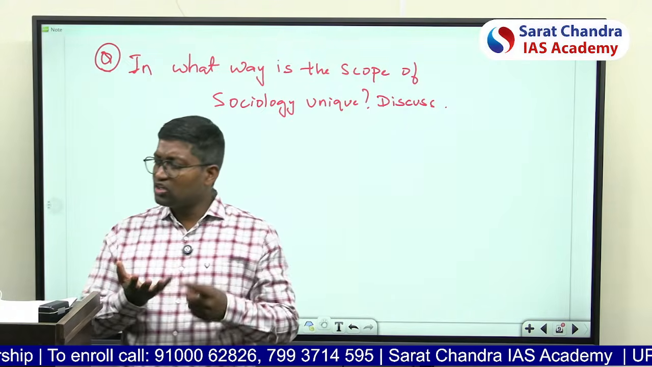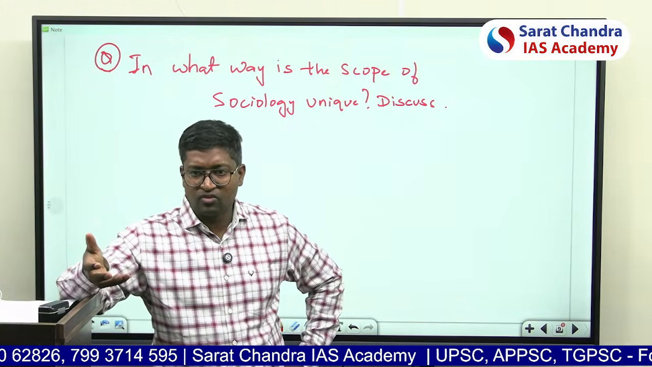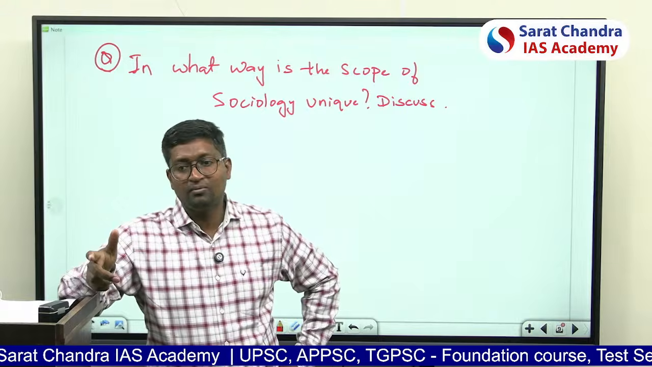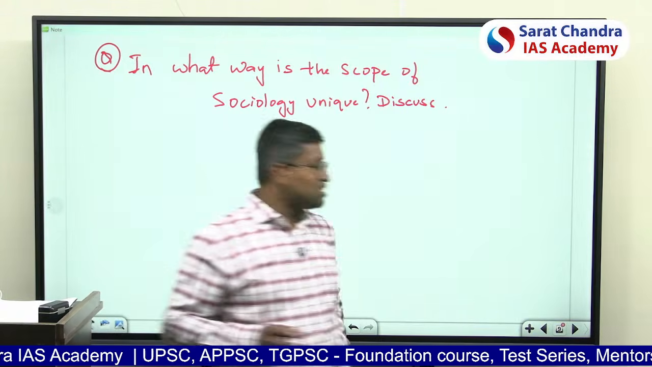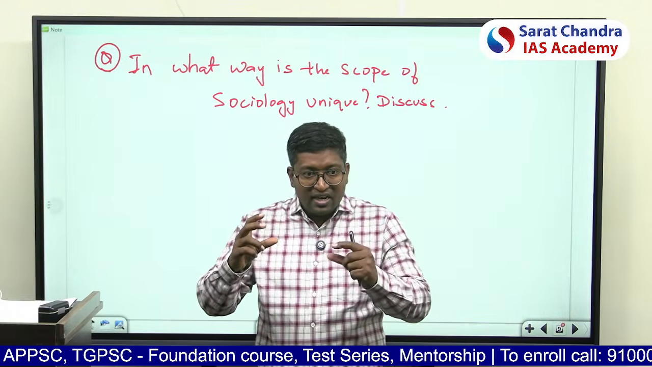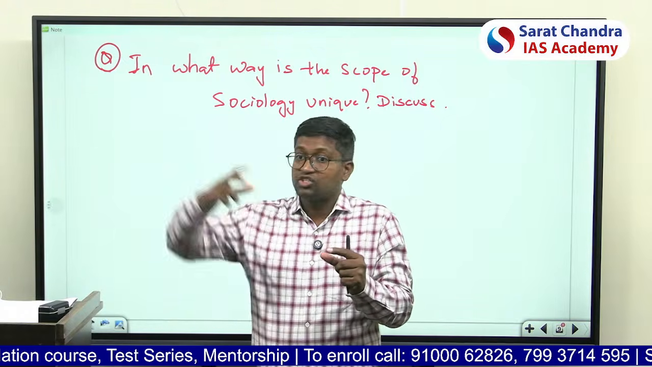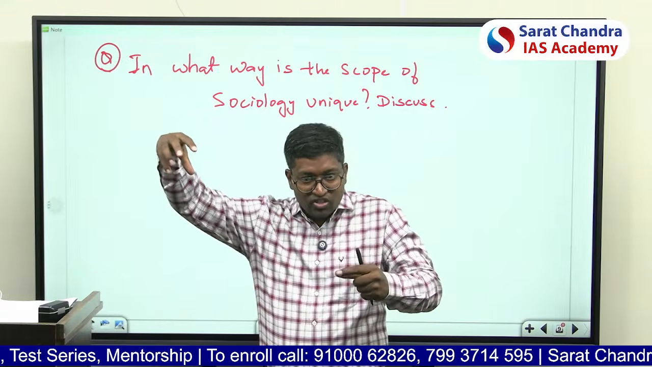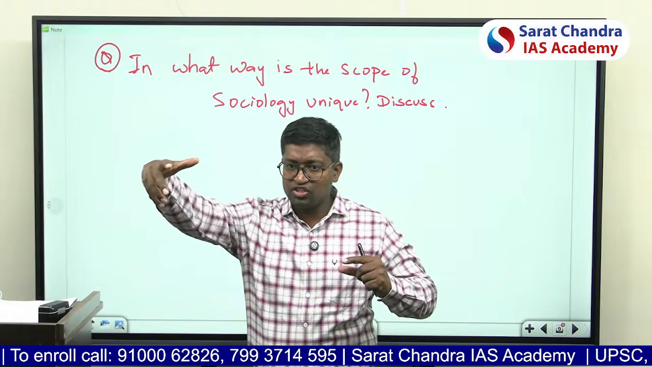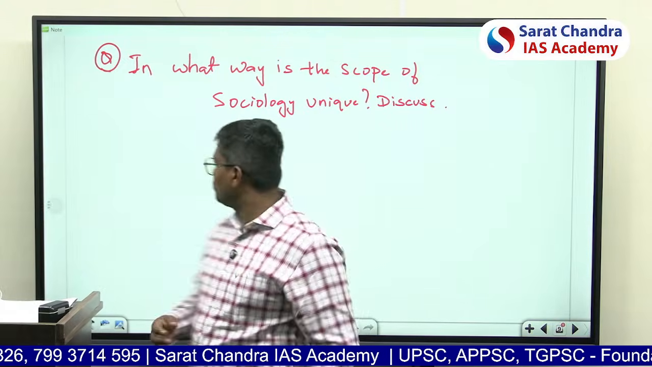Simple point. Sociology is unique because it does not study only one institution or one part of the society. It studies the entire web of social relationships. You can also write this: sociology is the discipline that looks into individual behavior from the context of broader social institutions. How an individual is behaving in the marriage institution, how an individual is behaving in the family institution. Tell me one subject which is doing that. So this is how you need to write.